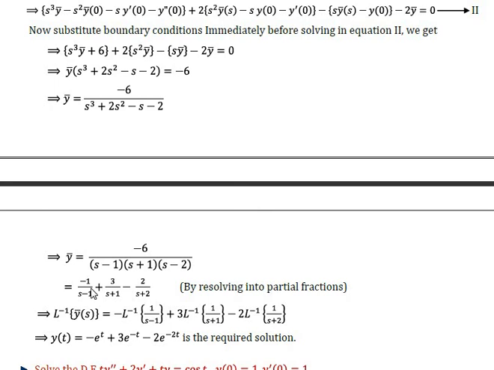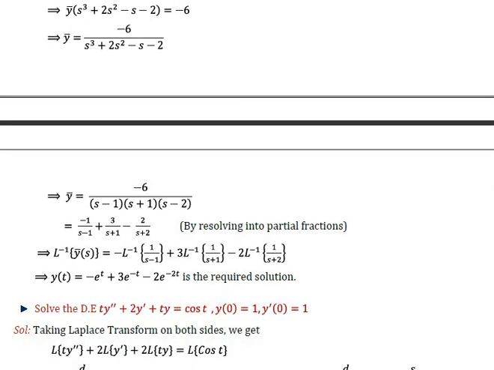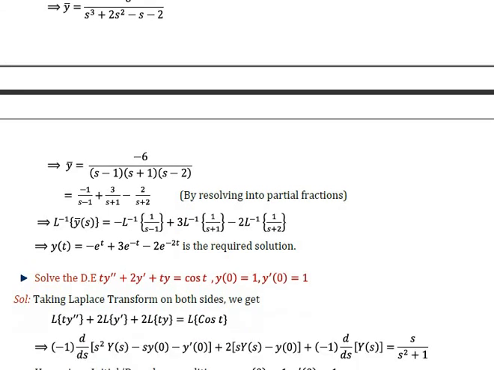Now from this step we will take the inverse Laplace. So L inverse of y bar of s equals L inverse of 1 by s minus 1 plus 3 L inverse of 1 by s plus 1 minus 2 L inverse of 1 by s plus 2. So in this way we get y of t equal to L inverse of 1 by s minus 1, which is e to the power t, and L inverse of 1 by s plus 1 is e to the power minus t, minus 2 L inverse of 1 by s plus 2, which is e to the power minus 2t. So this is the solution of y in terms of t with the help of Laplace and inverse Laplace transforms.